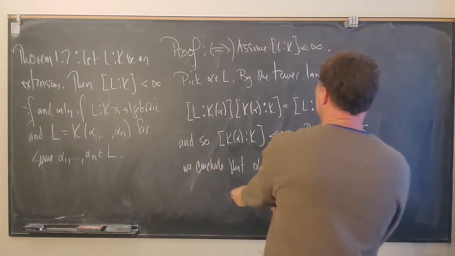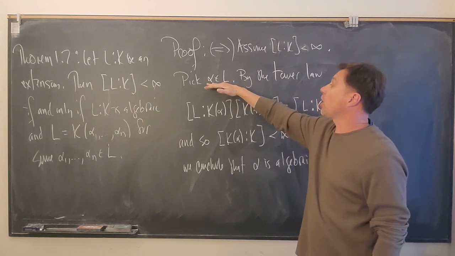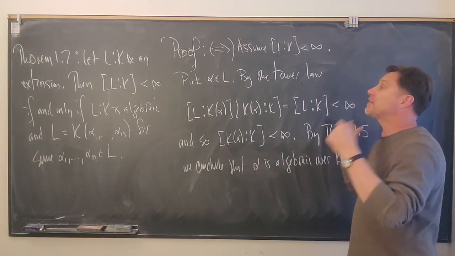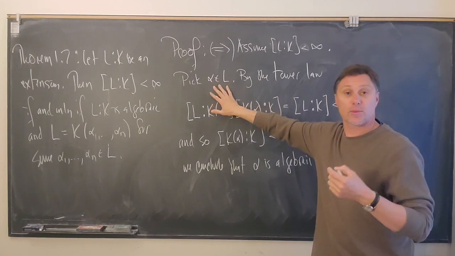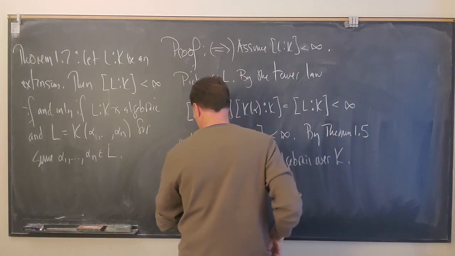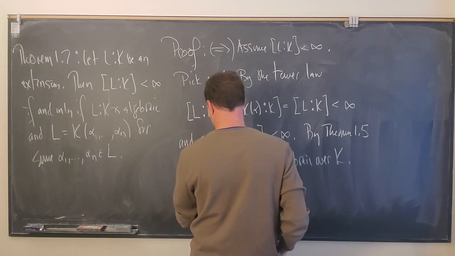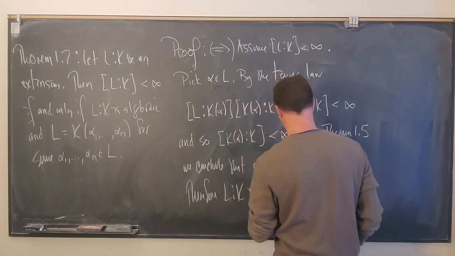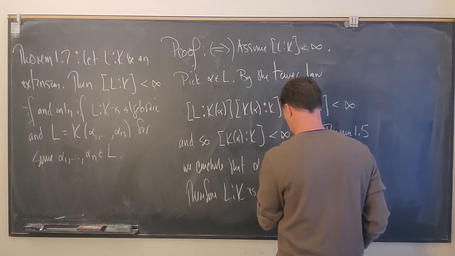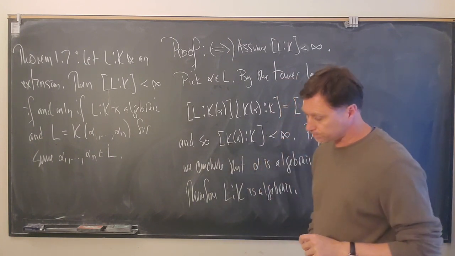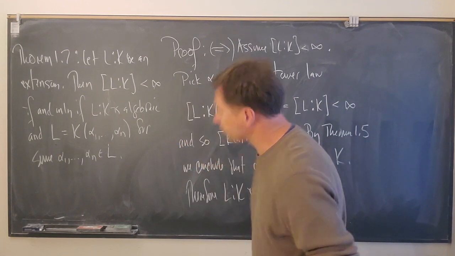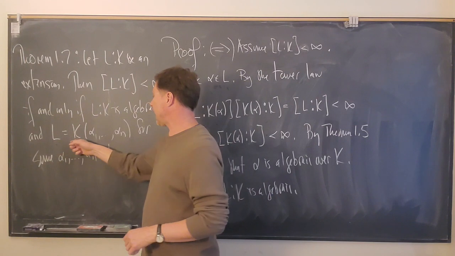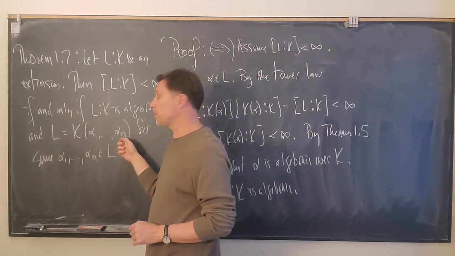All right, so what did we show? We chose an arbitrary element of L. We showed that that element is algebraic. That means that every element of L is algebraic over K, so therefore L over K is algebraic. Now we need to show that L can be expressed as K adjoin some collection of elements from L.